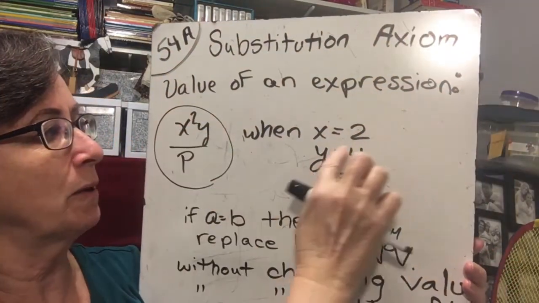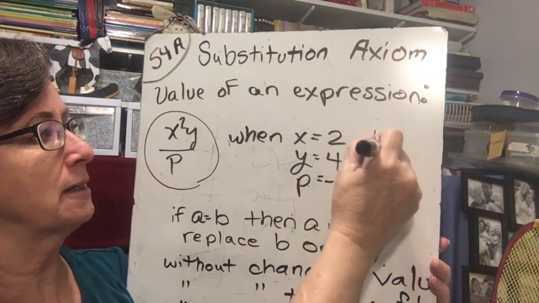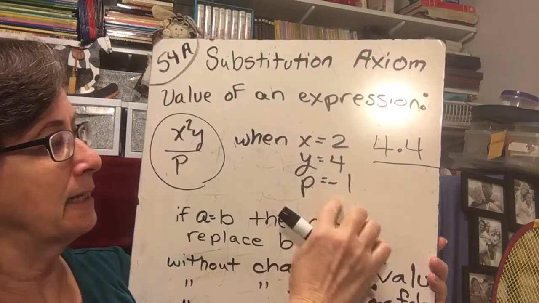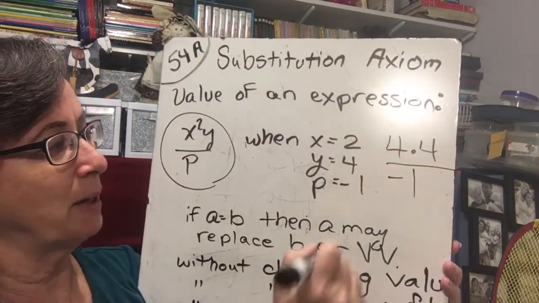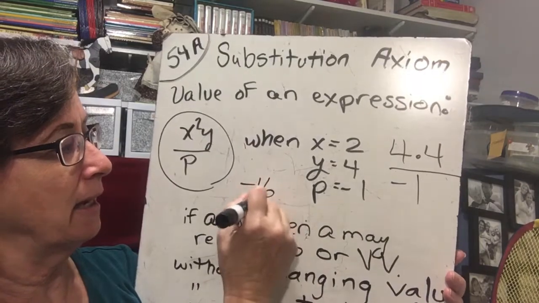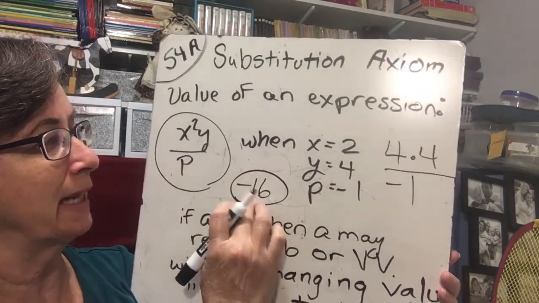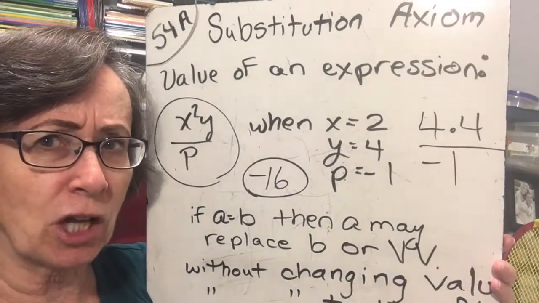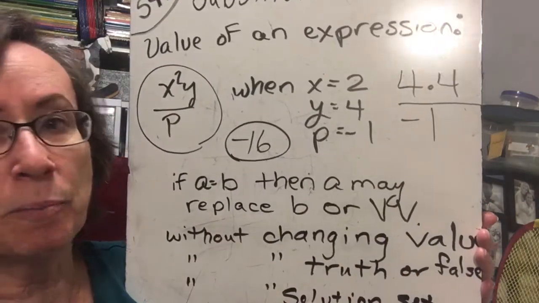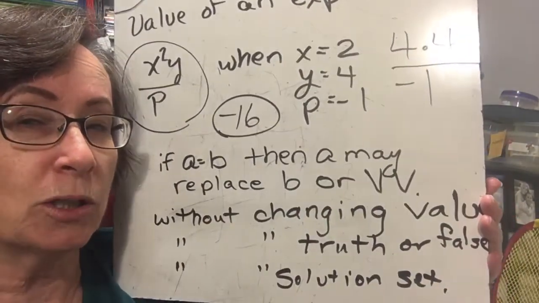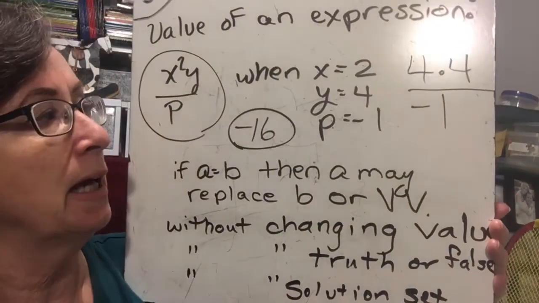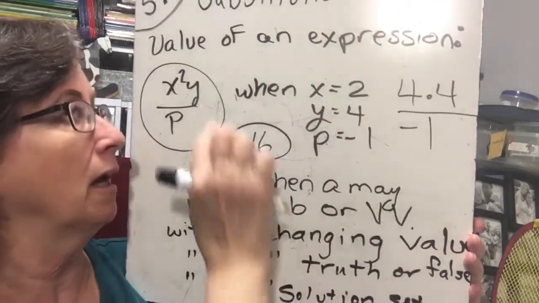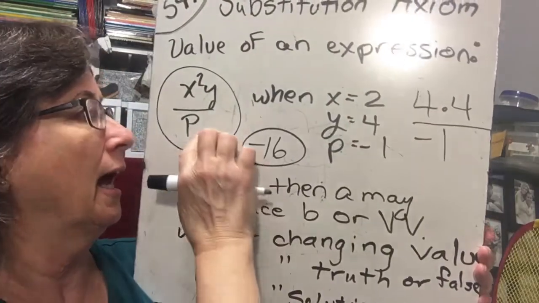So x squared would be 2 squared, so that would be 4 times y is 4, so 4 times 4 over p is -1, so 16 divided by -1 is -16. So this expression has the value of -16 when x is 2 and y is 4 and p is -1. Now we've been doing that for a long time. So now the book is wanting to give you a more formal definition of the substitution axiom, because that's what we're using here. We're substituting a 2 for the x, and we're substituting a 4 for the y, and we're substituting a -1 for the p.